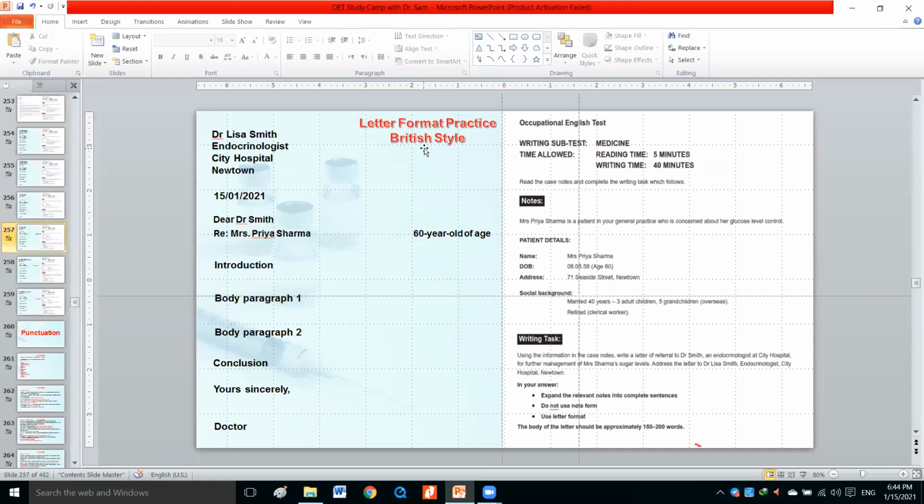Date in British. Yes, it's correct. Because we have to write the day, then the month. So 15, this is the day, and January, this is the month, so it's correct. Yes. And the salutation or greeting, Dear Dr. Smith, is it correct?